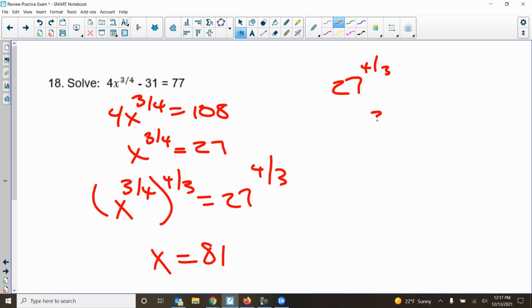27 to the 4/3 means take the cube root of 27 and raise it to the 4th. Cube root of 27 is 3. 3 to the 4th is 81. Okay. Or you can throw it in your calculator, which is what Miss Austin's trying to do right now.